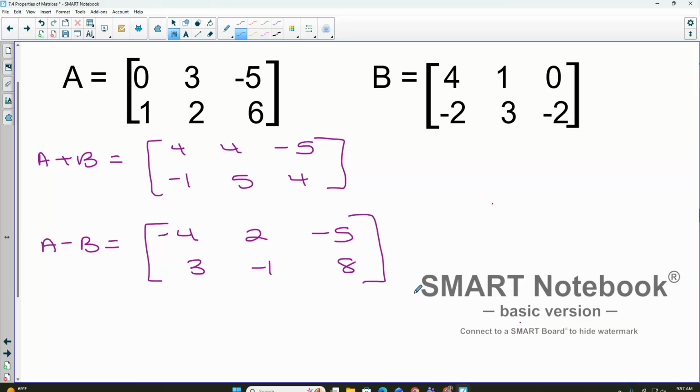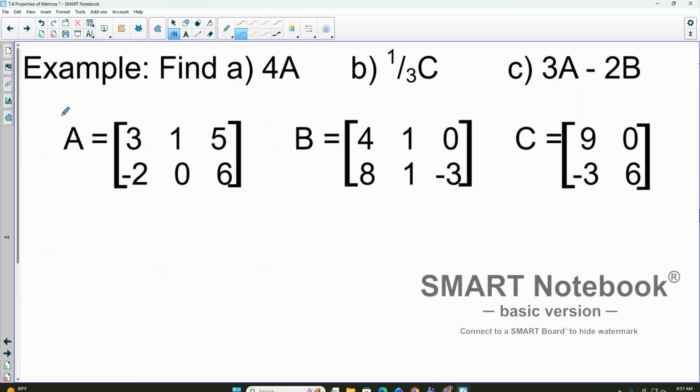All right. Are those okay? All right, another thing we can do is what's called scalar multiplication. That means I can multiply a matrix by a number.